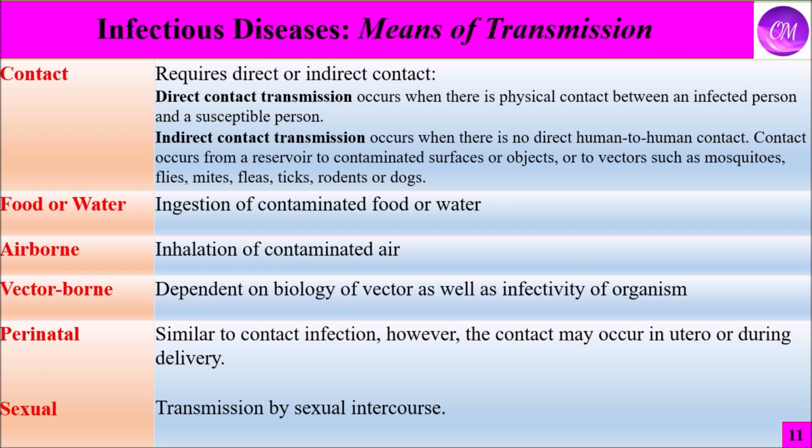Second, food or water: ingestion of contaminated food or water. Airborne way: inhalation of contaminated air. Then vector-borne, dependent on the biology of the vector as well as the infectivity of the organism. Perinatal transmission, similar to contact infection. However, the contact may occur in utero or during delivery.